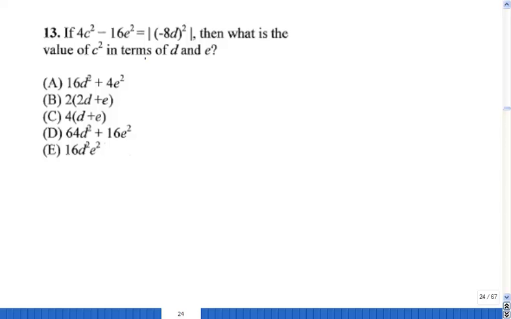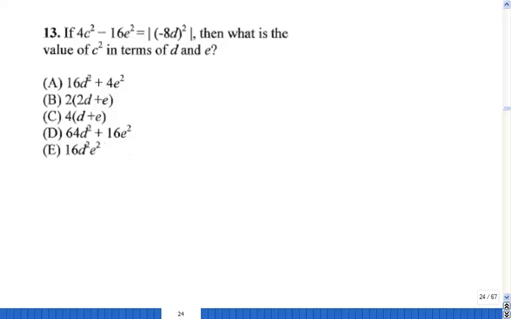Problem number 13, proficiency SAT, ACT. If 4c squared minus 16e squared equals the absolute value of negative AD, everything squared, then what is the value of c squared in terms of D and E? And you have 5 options as usual. What should we do?